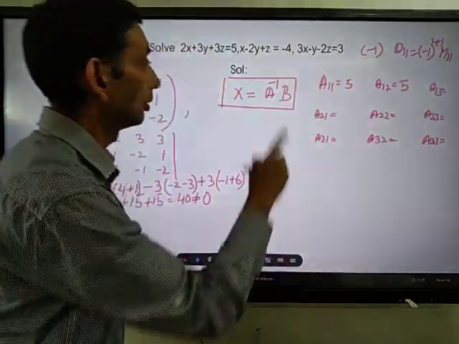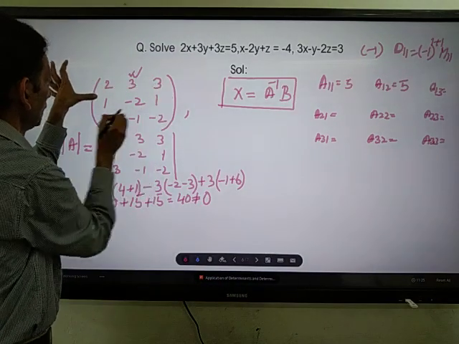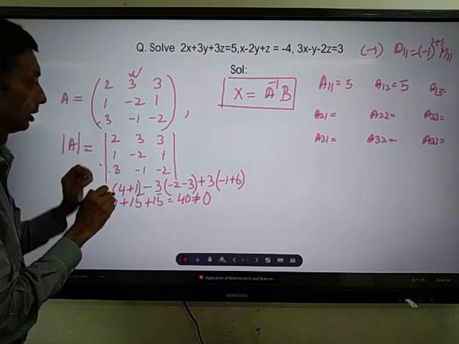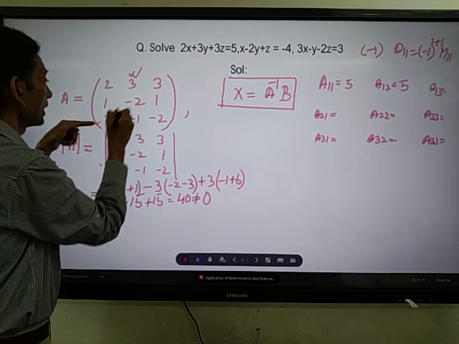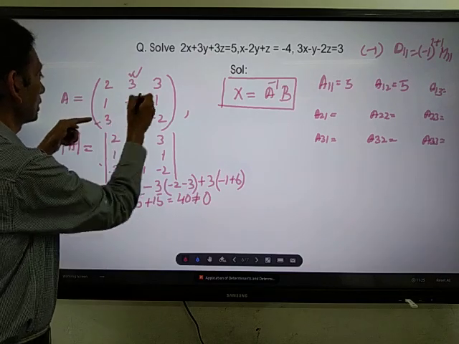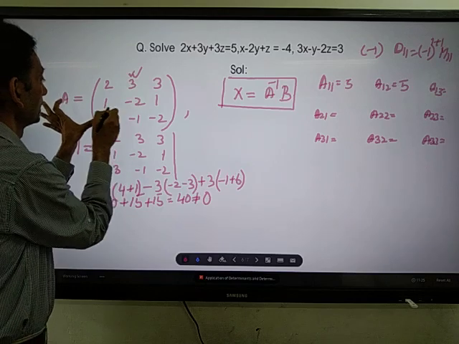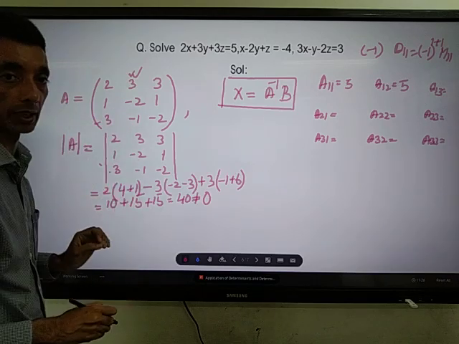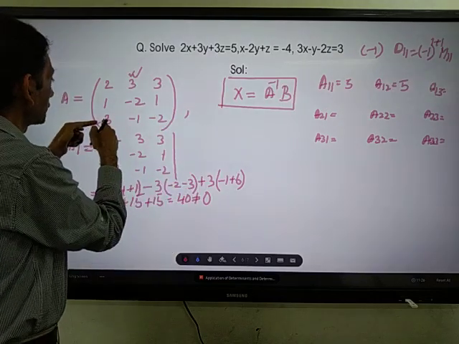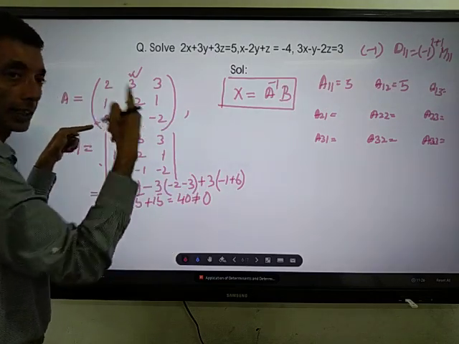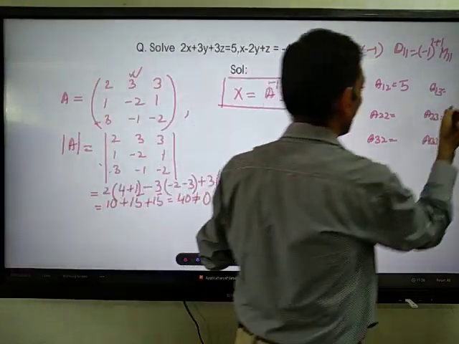Okay, 5. Now 1, 3. That is the cofactor of 1, 3. This element. You need to multiply 1 into minus 1, that is minus 1. Then you need to multiply 3 and minus 2, which is minus 6. But there will be one more minus sign here, so it will be plus 6. And 1 into minus 1 is minus 1. So plus 6 and minus 1 is 5.